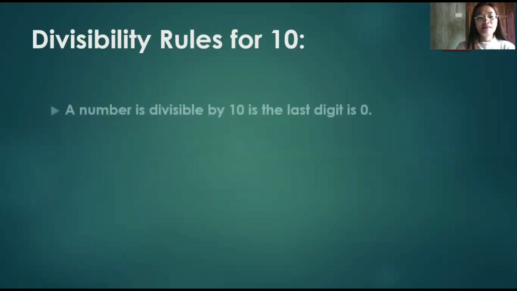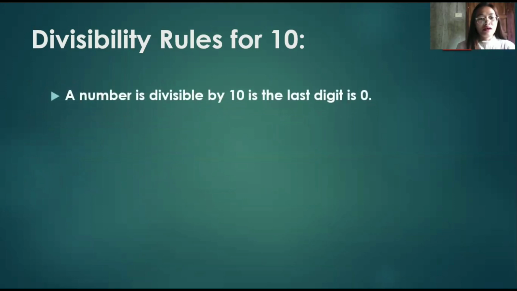Okay, for 10, it states that a number is divisible by 10 if the last digit is 0. So, it's easy, easy, easy. If the last number is 0, there is nothing else to remember. You will know that the number is divisible by 10. Only the number 0 as the last number. So, if the last number is 0, it is automatically divisible by 10.